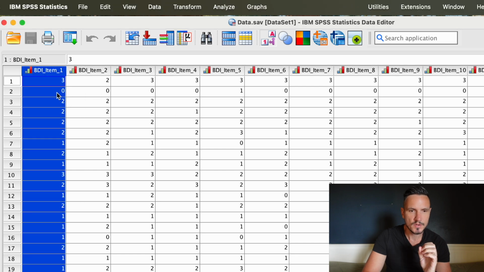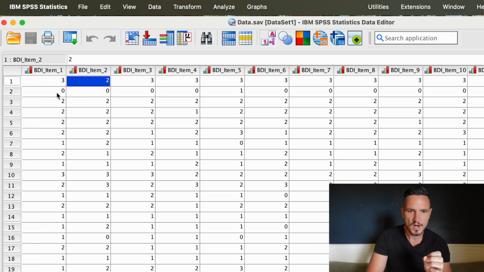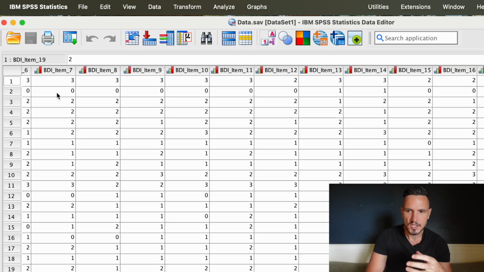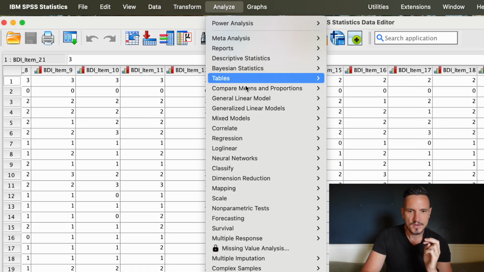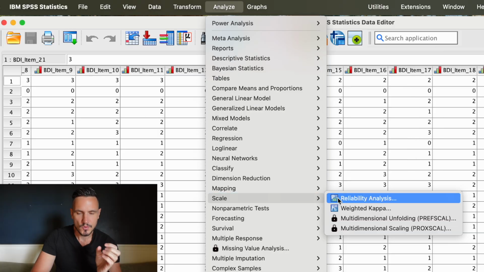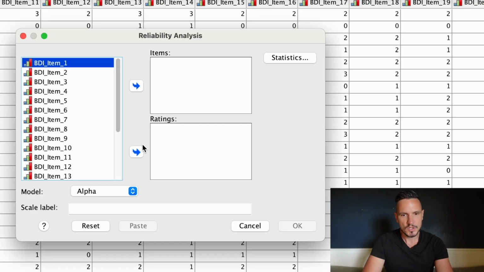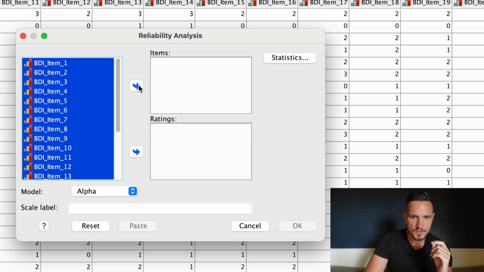So this questionnaire has 21 items, and essentially the analysis is going to tell us to what extent those items all measure the same thing. So in this case, to what extent do those items all measure depression? So to do this, we're going to go up to Analyze, and then down to Scale, then across to Reliability Analysis, and then we're just going to transfer all of these items over to here.